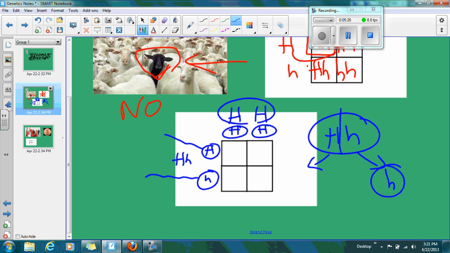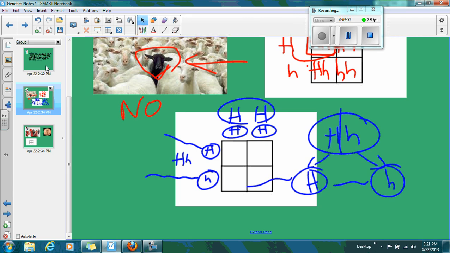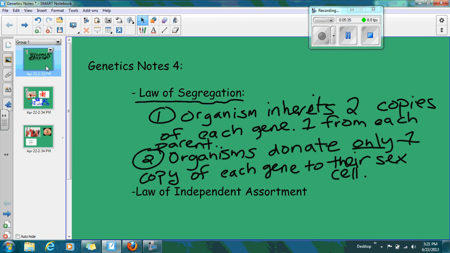One, you segregate it into different cells. That is a heptaplasm we're going to go back to. You see, organisms donate only one copy. They segregate their genotype into their sex cells.